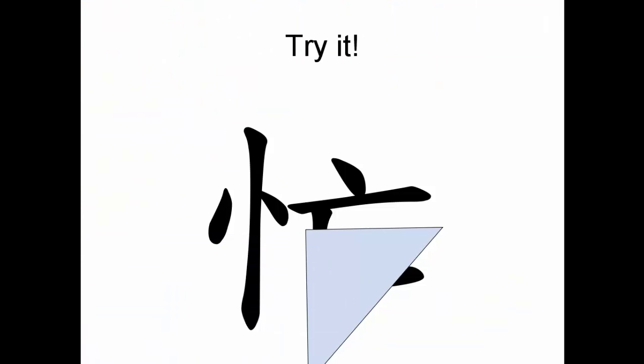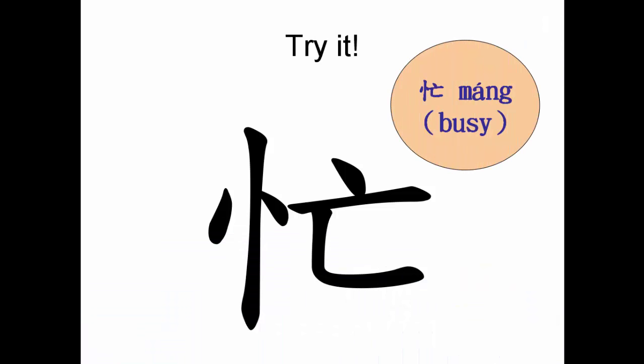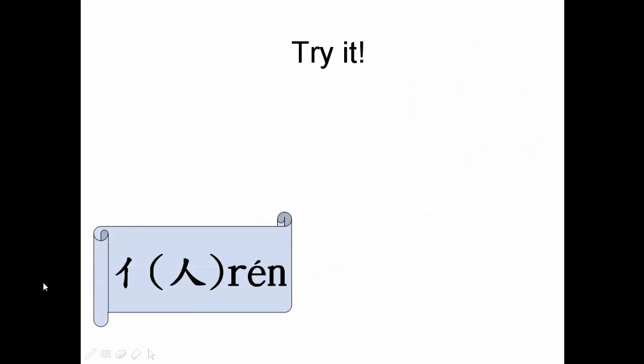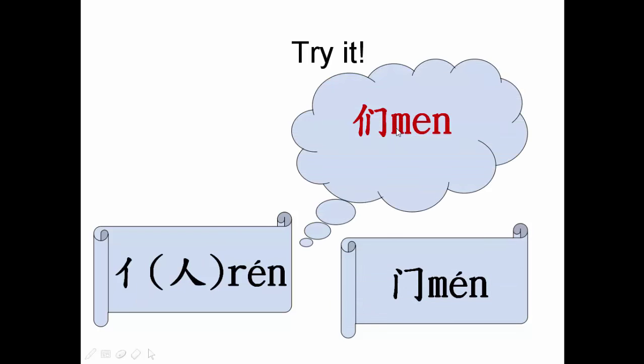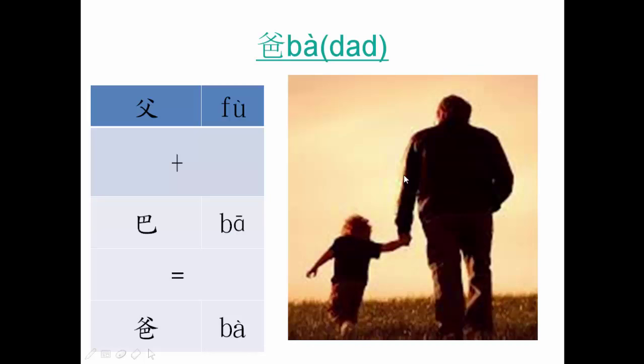Let's try, what's this one? It's 忙, busy. Next one, what's the word we'll combine with 亻 and 门? Then it becomes 们, the function word for plural subjects.